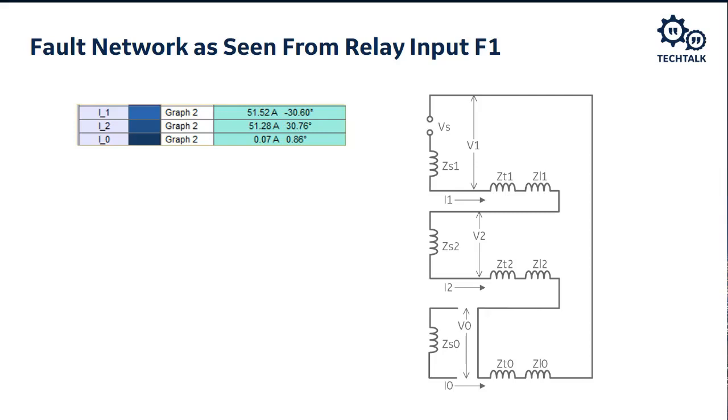I0, which is zero sequence quantities, is 1, 2, 3, 4 orders of magnitude less than I1 and I2. So we call that zero. When you're 4 orders of magnitude less than your other quantities, that's a zero.